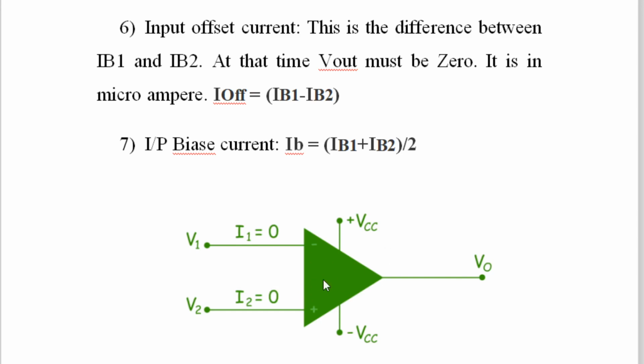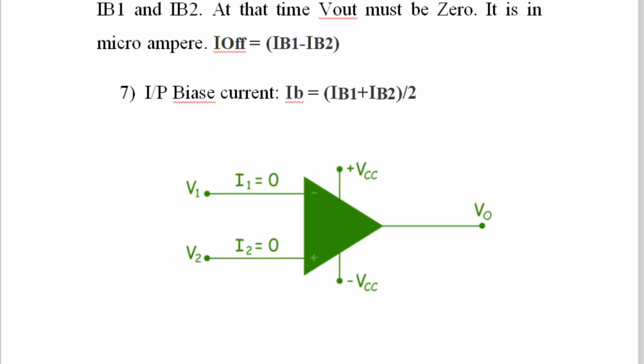So in real life, there is a practical op-amp, not ideal, because input resistance, even though it is very high, some current I1 and I2 flows through the op-amp in microamperes. Therefore, I1 cannot be 0 and I2 cannot be 0 for applied V1 and V2. This is ideally what is shown. Input offset current is the difference between two input currents. Input bias current is the average of two base currents, IB1 plus IB2 divided by 2. So it is a very simple definition.